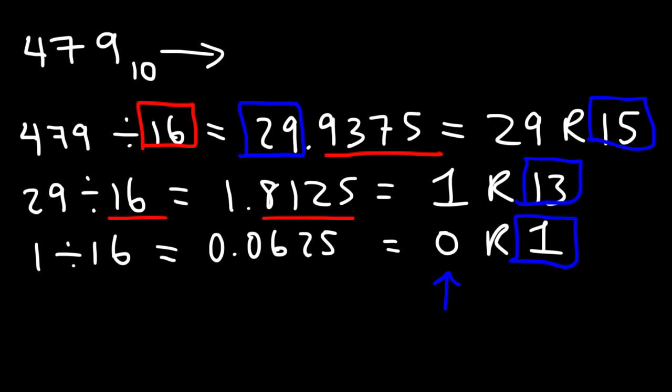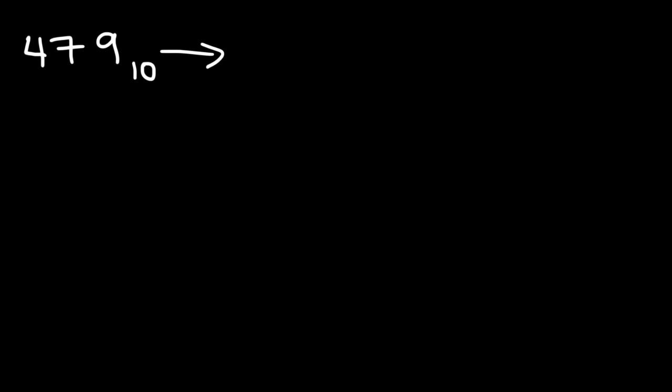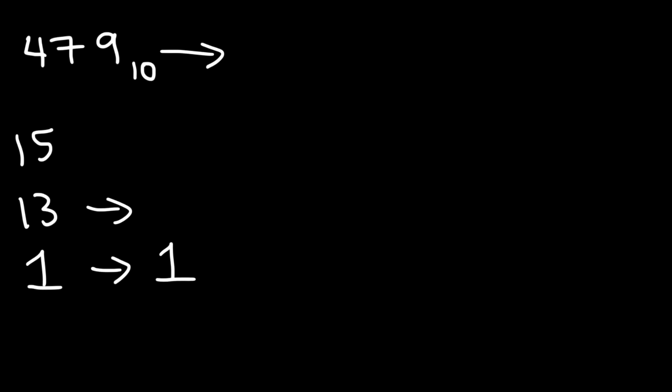I'm going to rewrite it, but let me get rid of this stuff first. So we had 1, 13, and 15. So the remainders, you want to convert them to hexadecimal numbers. 1 as a decimal is 1 as a hexadecimal. And based on the chart that we wrote earlier, 13 corresponds to D, and 15 corresponds to F.